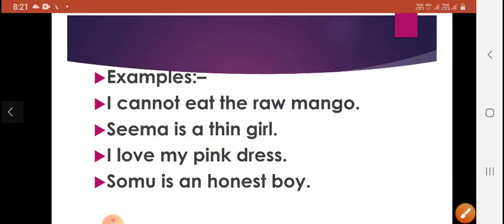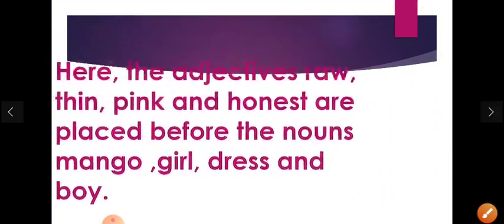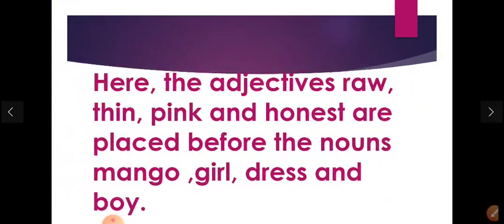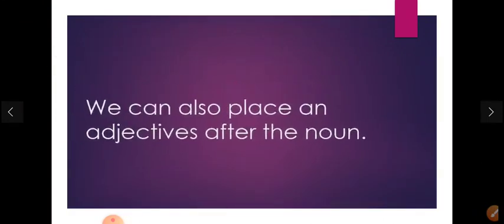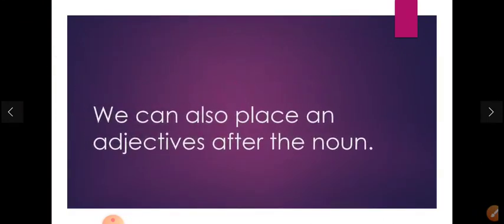Okay, now see the next. Here the adjectives raw, thin, pink and honest are placed before the nouns mango, girl, dress and boy. As I told you, we can also place the adjectives after the noun. First we can write the noun and then we can place the adjectives.